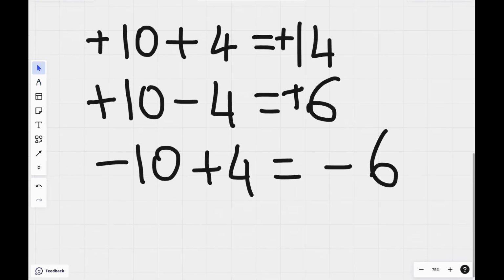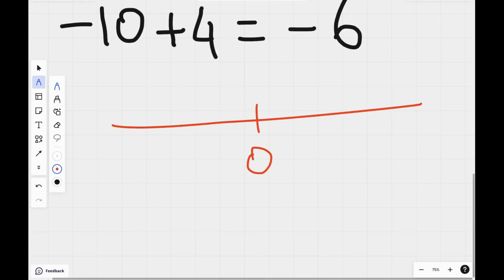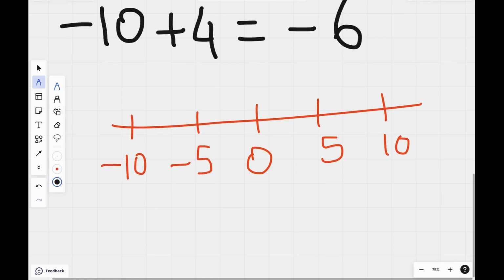You can also look at this on a number line. So if you have a number line, this is 0, this is 5, 10, this is negative 5, negative 10. Consider I have a 4 somewhere here. So I have 10 plus 4. I add 4 more here, so my answer will be 14, towards the right of my number line.